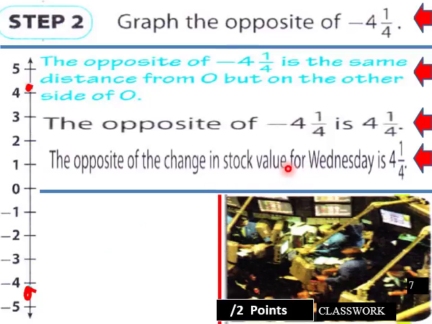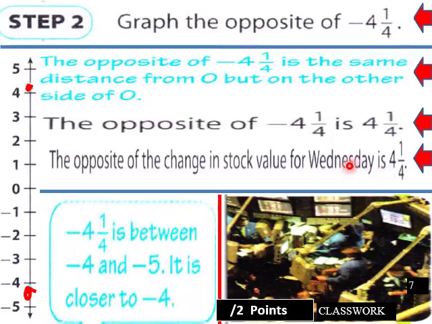So, okay, we got that. The opposite change in stock value for Wednesday is 4 1/4. So negative 4 1/4 is between negative 4 and negative 5. It is closer to negative 4. So negative 4 1/4 is here.